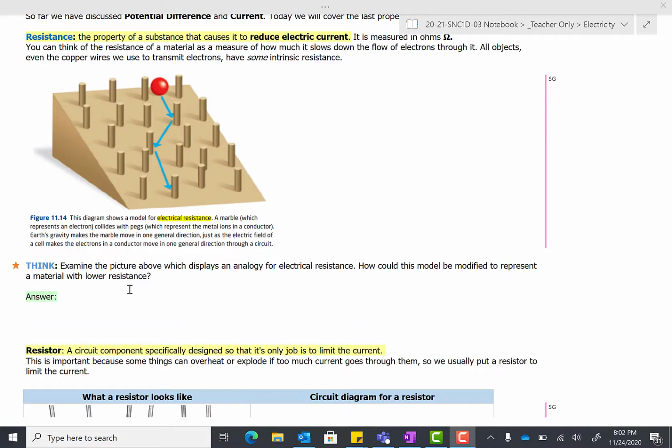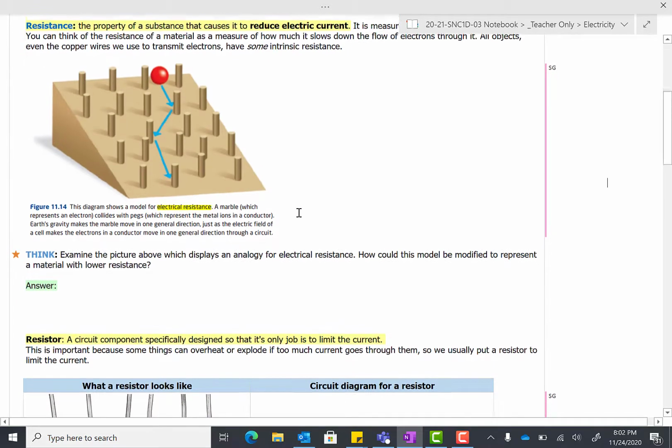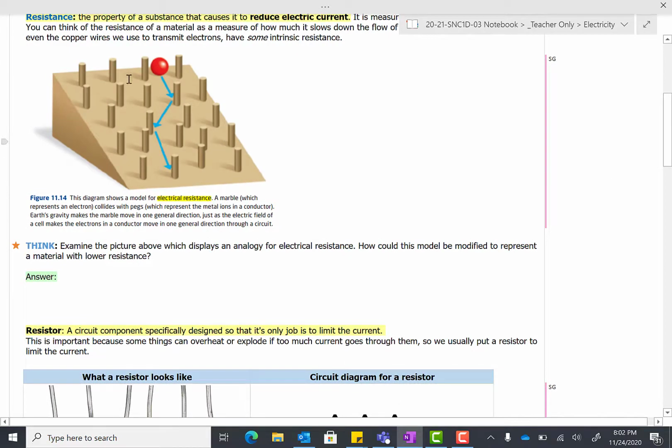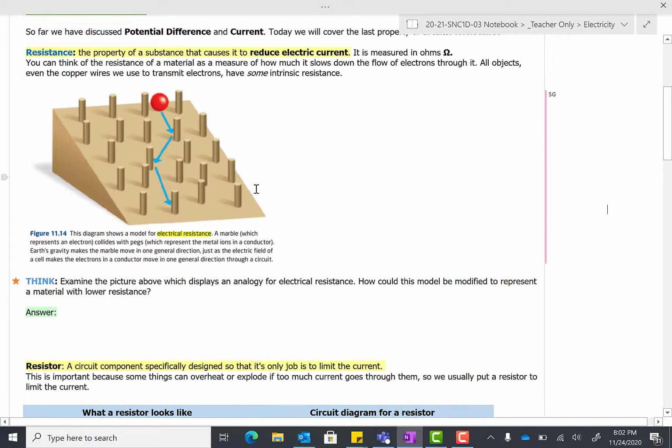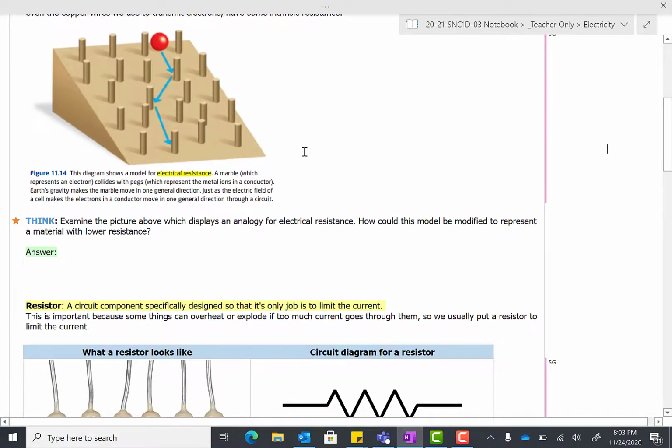And I've given you a thought question here. It says, examine the picture, which displays an analogy for electrical resistance. How could this model be modified to represent a material with lower resistance? So think about, if I wanted less resistance on this ramp, what would I need to do? And hopefully you'll get the idea that the more of these pegs that you remove, the easier it will be for that ball to flow down the ramp. And that's the idea there. So the less resistance, the easier it is for electrons to flow, the more current there is in a circuit.